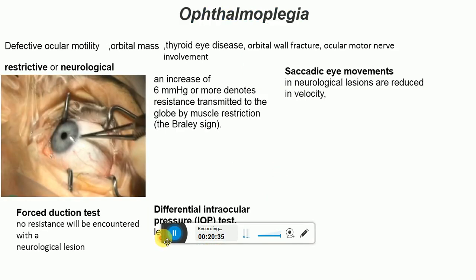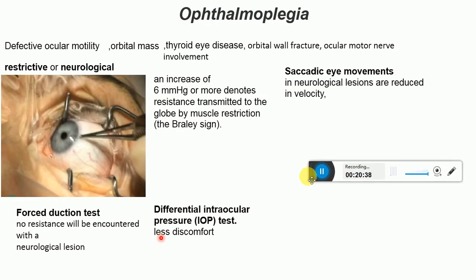Another important topic is ophthalmoplegia. Ophthalmoplegia means defective ocular motility. It is very common in orbital disease. The causes include orbital mass and thyroid eye disease. Thyroid eye disease is a restrictive myopathy. In restrictive myopathy, there is thyroid eye disease. There is orbital myositis. There is tethering of the muscles or tissue after orbital wall fracture.